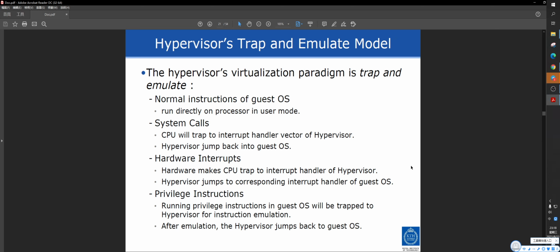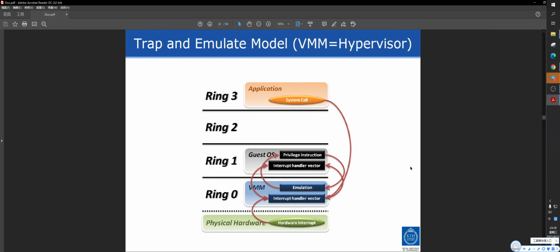Privileged instructions: running privileged instructions in the guest OS will be trapped to the hypervisor for instruction emulation. After emulation, the hypervisor jumps back to the guest OS. Trap and emulate model, VMM, hypervisor.